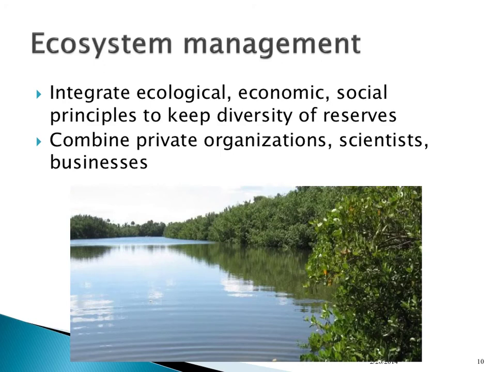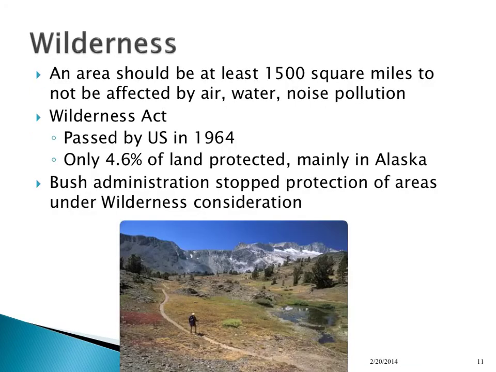Ecosystem management in general integrates ecological, economic, and social principles to keep the diversity of the reserves. We combine private organizations, scientists, business, and others in order to maintain systems. The wilderness idea: remember, the wilderness is protected. An area should be at least 1,500 square miles. It shouldn't be affected by air pollution, water pollution, or noise pollution. So we are keeping everything pristine in this wilderness. And remember, once we allow logging roads into an area, it can no longer be deemed a federally protected wilderness.